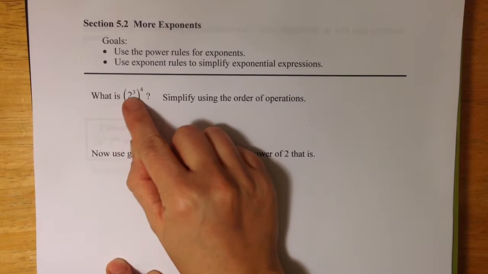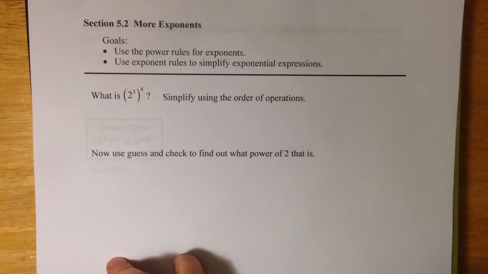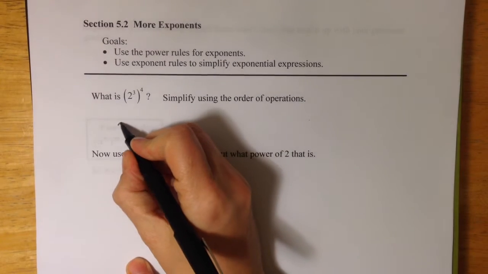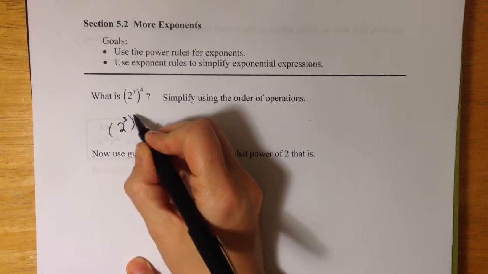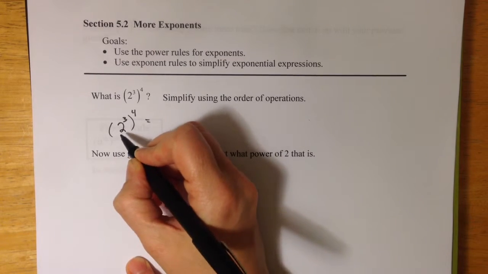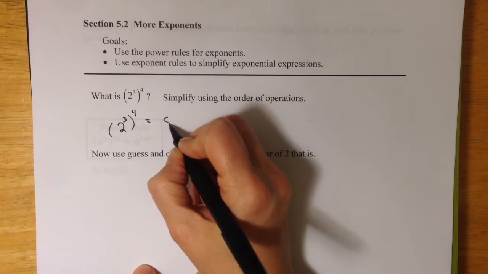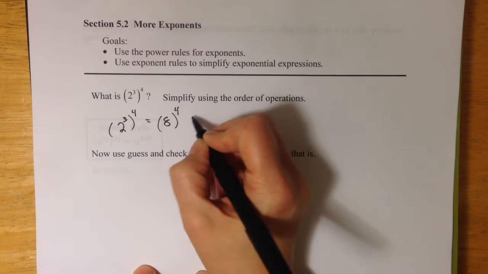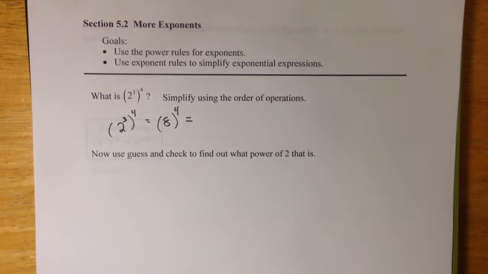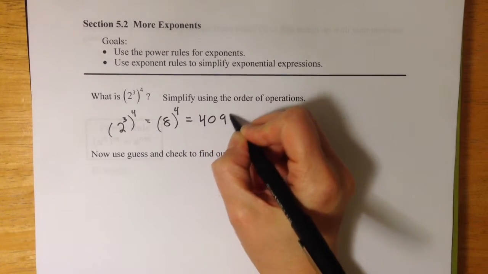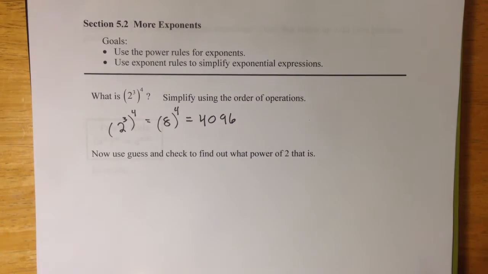I'm looking at 2 cubed to the 4th. I'm going to simplify this using the order of operations, which says first you do the stuff in parentheses. So I have 2 cubed to the 4th power. Inside the parentheses, 2 cubed is 8. And 8 to the 4th power is 4096.